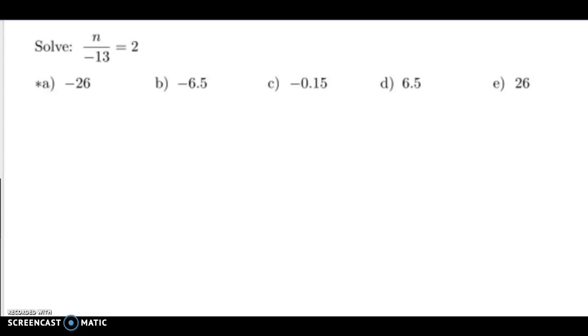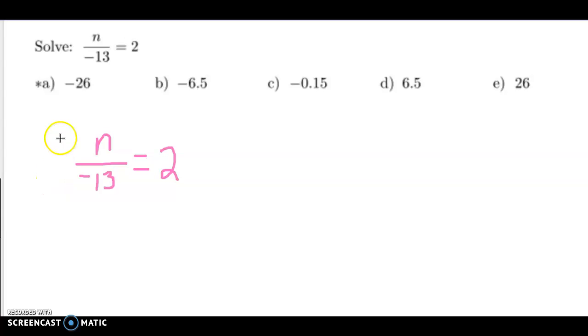Hi everybody, this is CR number 11, helper video number 3. It says solve n divided by negative 13 equals 2. So I'm going to go ahead and rewrite it down here. We have n divided by negative 13. Please remember that fraction bar does mean division, equals 2.